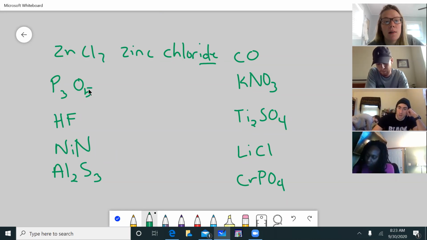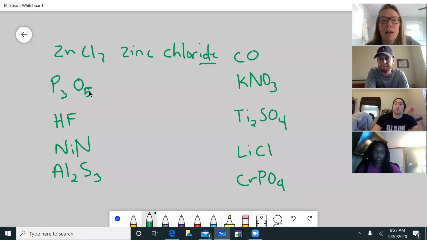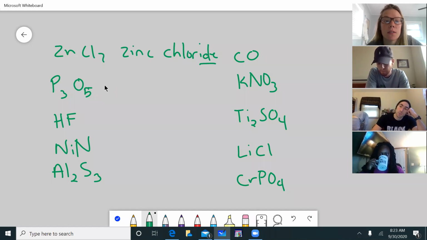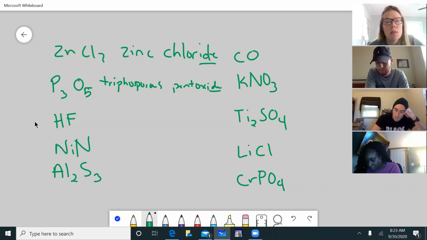Next one here, I have to decide what it is. So this is not ionic, it is in fact molecular. It's two nonmetals. So this is where we use prefixes. We don't flip-flop, we don't do anything like that. So in this case, we've got triphosphorus pentoxide, IDE the end.